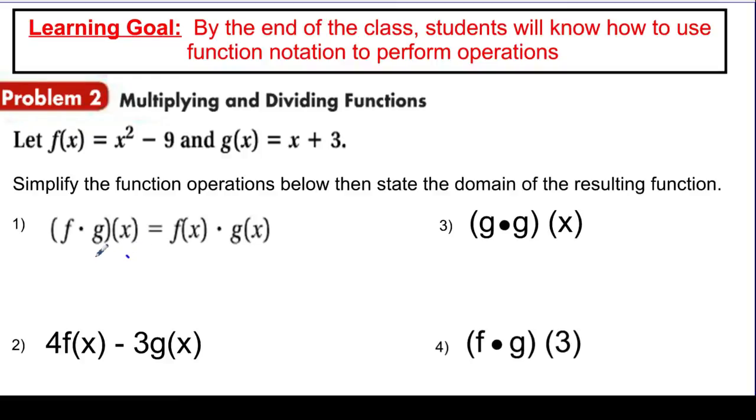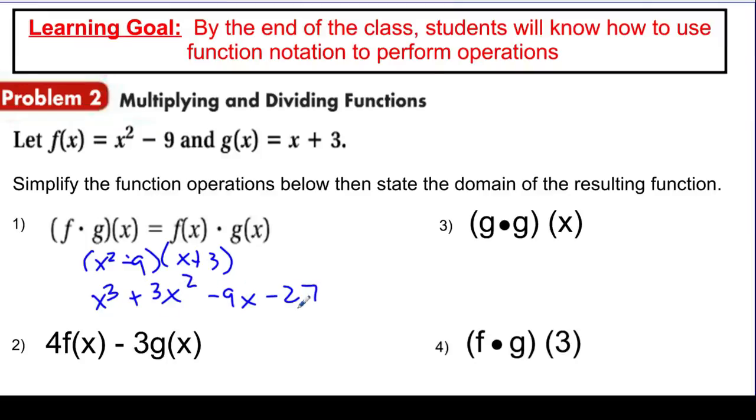So I'm just going to write the expression x squared minus 9 times x plus 3, okay, and I'm going to FOIL this out. So this is x squared times x is x cubed. X squared times 3 is 3x squared. Okay, negative 9 times x is negative 9x, and I get a negative 27 at the end. This is actually my answer because none of these terms combine with each other.